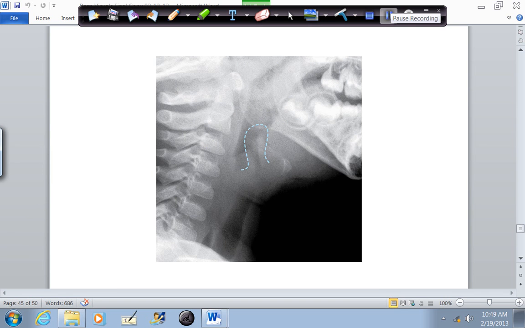Whereas with the child with epiglottitis, you're going to see what they call the thumbprint sign, which is shown in that dotted area there. It sort of looks like a thumbprint. And that's the swollen epiglottis, and it shows up on the X-ray.